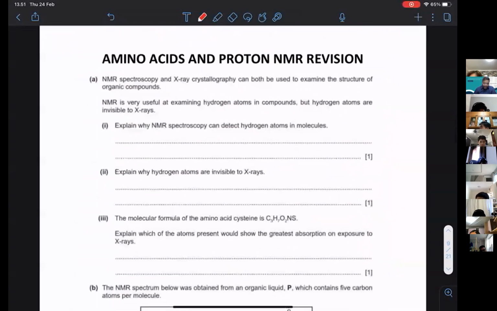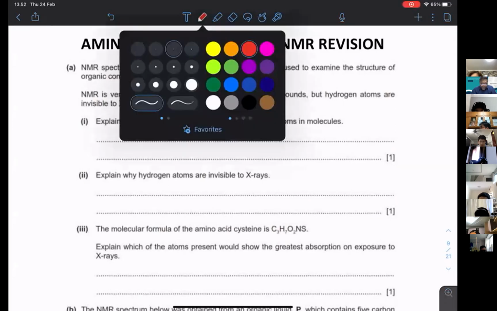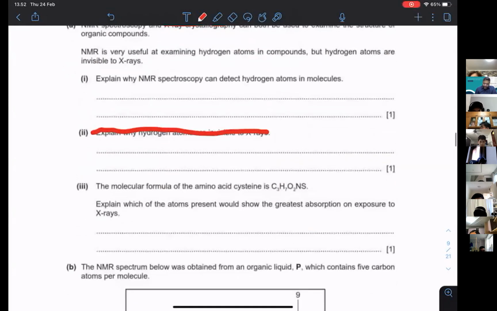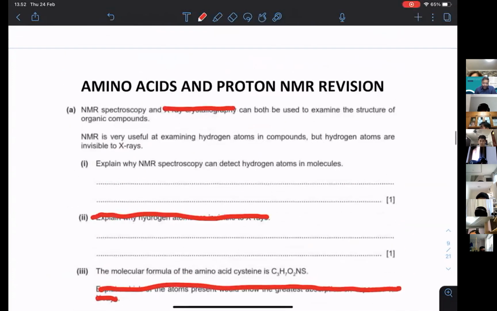If you look at the next question, this is the part. I think you can ignore certain parts. X-ray crystallography is no longer in your syllabus, so I will remove this part. This one you can remove, no need. And I don't think you need this, you can remove this part. The rest are still in your syllabus. So let's actually try this.